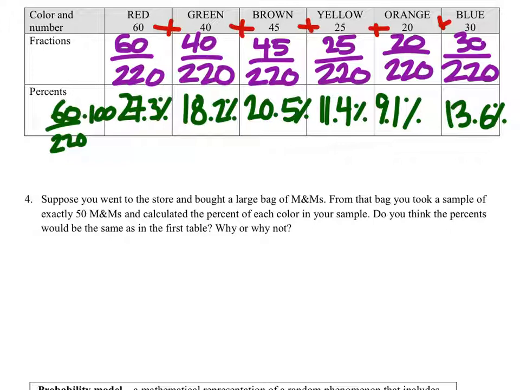So first of all, if we expect each bag to have about the same number or the same percentage of colors, then we would expect it to be the same. But since it is experimental probability, we may expect some differences in the percentages as well. So it all depends on how you look at it, whether there is or is not.